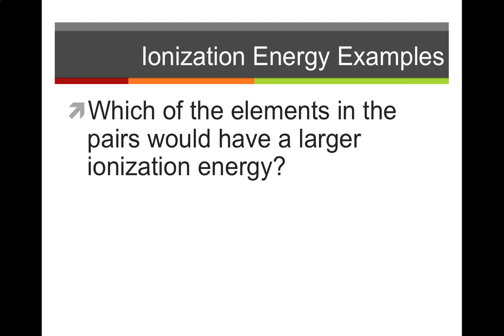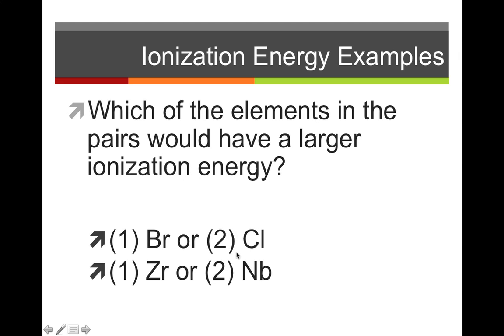So, which would have the larger ionization energy? Which would take more energy to remove an electron from? We're looking at the same elements that we had before, bromine and chlorine. We see that they're both halogens. They're in the same column. Chlorine is above the bromine, and so it would take more energy to remove an electron from the chlorine than it would from the bromine.